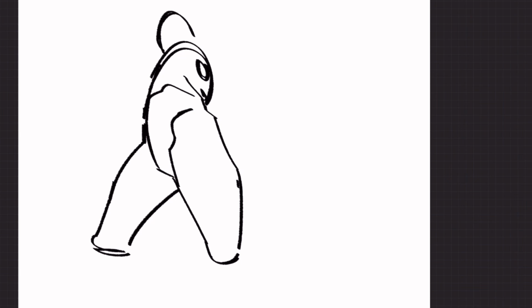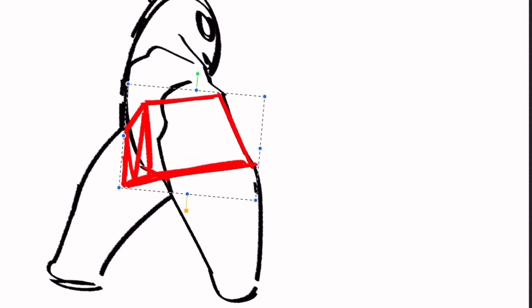And again, no matter the angle I'm drawing the hips in, I always imagine this isosceles trapezoid shape, which helps me visualize the shape the hips will take whenever I'm drawing the hips in different angles like this, and it's always the same shape.